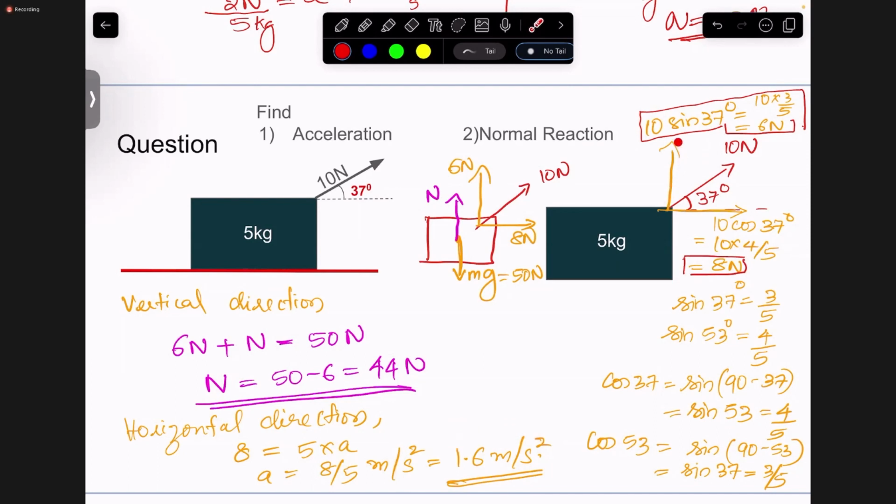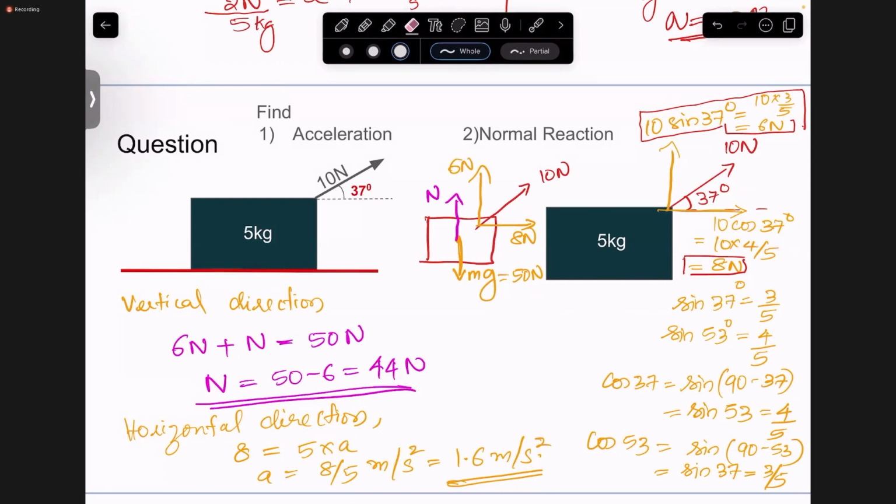And once it reaches 90 degree, there is no horizontal force, right? You can see cos 90 equal to 0. So that means acceleration will be 0. So this whole 10 Newton will oppose the weight of the object. So the effective downward weight will be 50 minus 10, which is equal to 40. So the normal reaction will be equal to 40 Newton. So that is final. We were talking about different angles at which this force was acting.